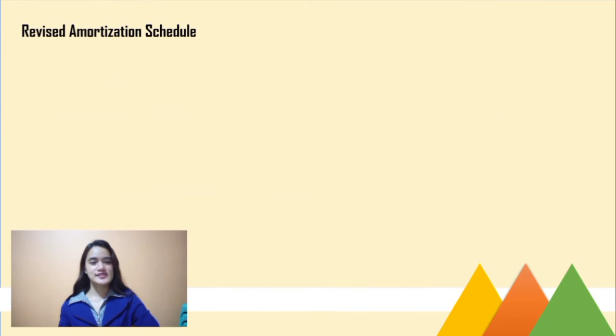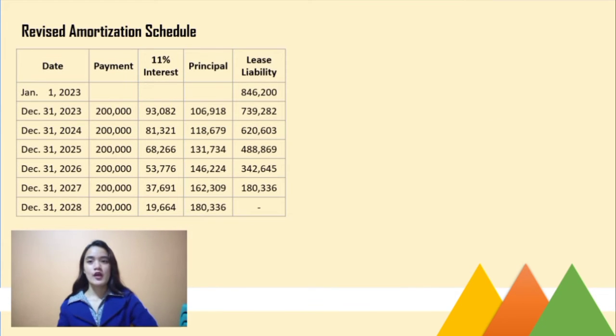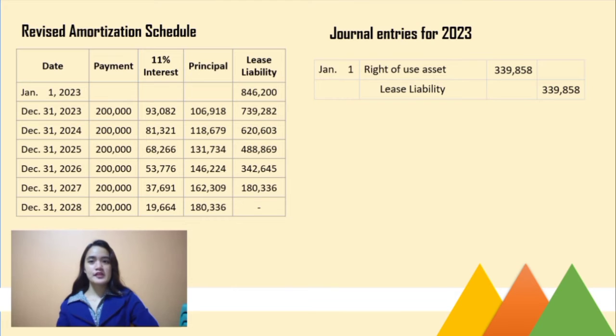Next, journal entries tayo for 2023. On January 1, debit the right of use asset 339,858 pesos and credit the lease liability with the same amount. So, saan galing to? Ito yung amount na kinuha natin kanina doon sa nag-increase sa lease liability natin. Kaya kailangan natin siyang i-record.